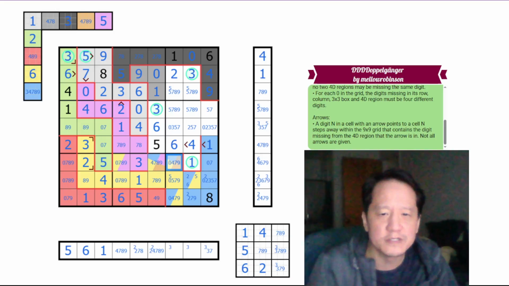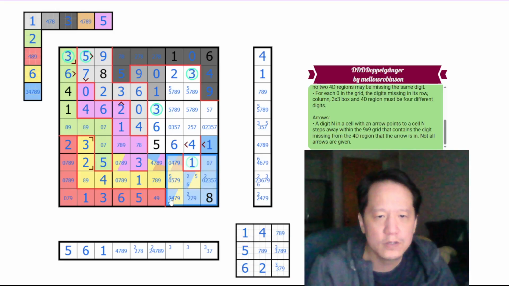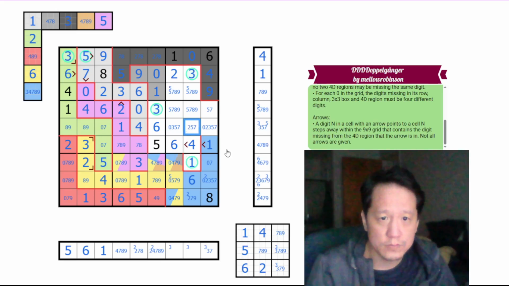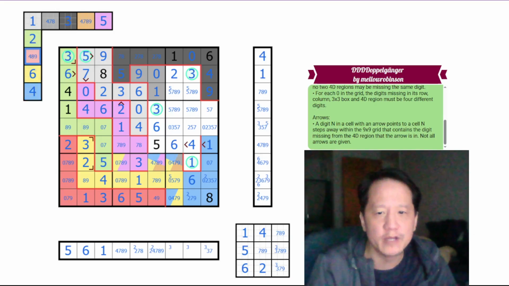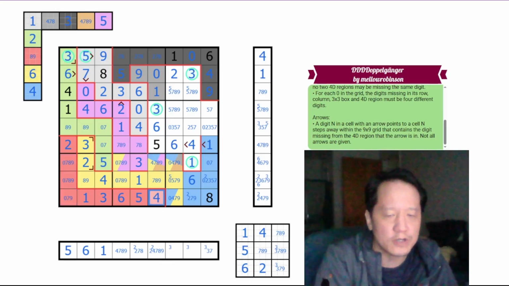So where is the 6 in box 9? It has to be here. Yeah, so this cannot be yellow. It's blue. So blue is missing a 4. So blue's missing 4, which means red must be missing 8 or 9. Since red is missing 8 or 9, that means this must be a 4 here.